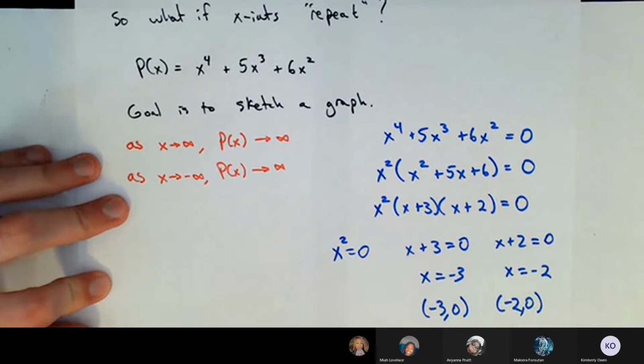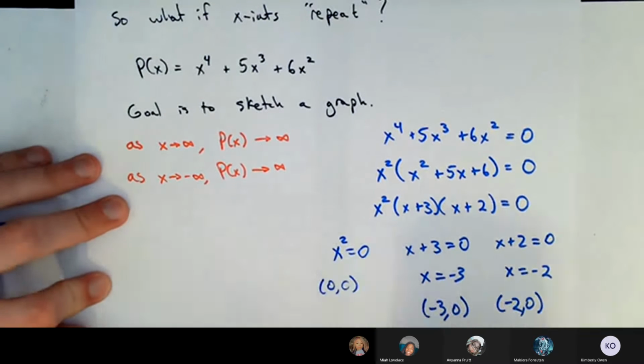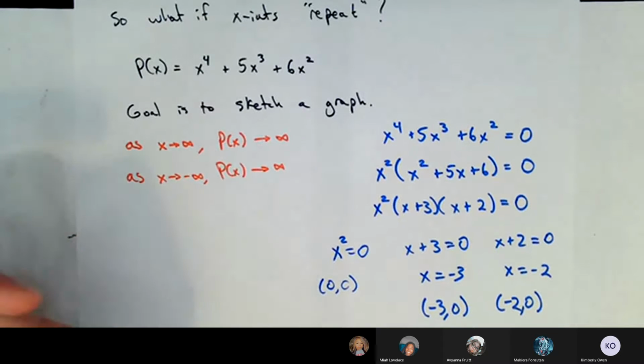Now this one though, what does this one give me? Well, x squared equals 0. I can square root both sides and I get x equals 0. So the x-intercept in this case is 0, 0. However, there is a little bit more to say here. We say that this solution has multiplicity 2.